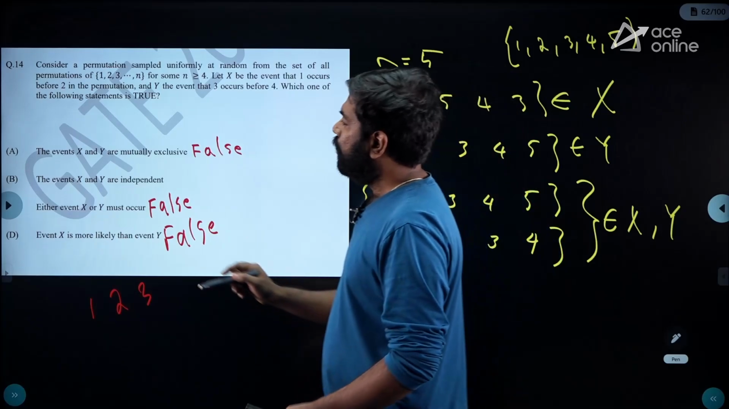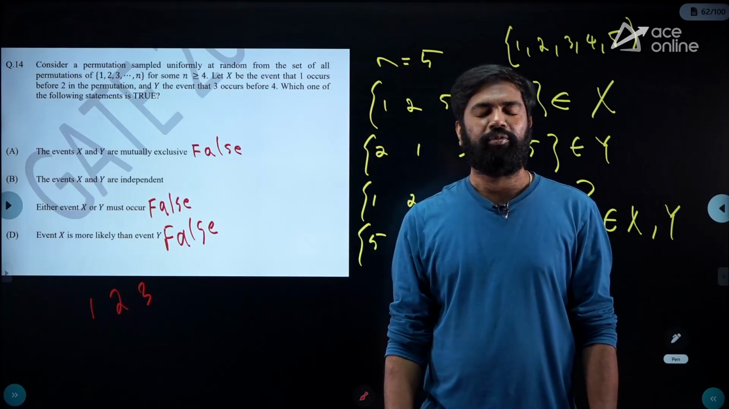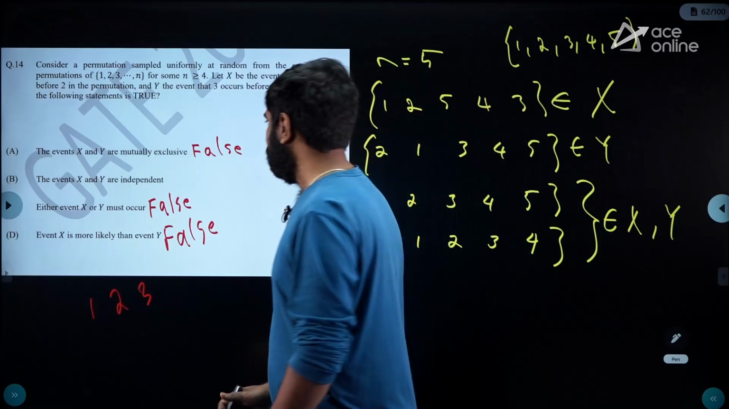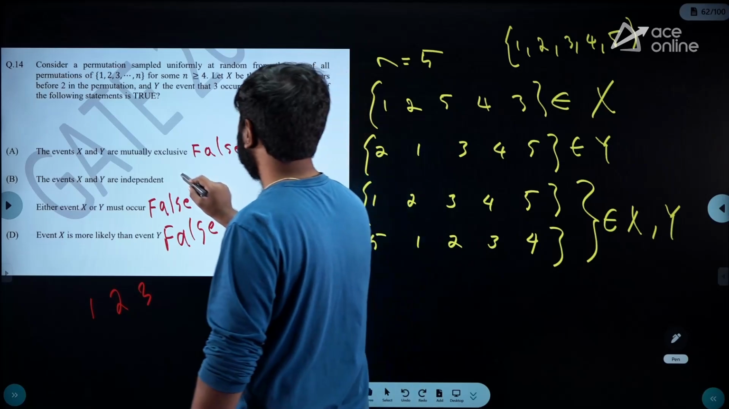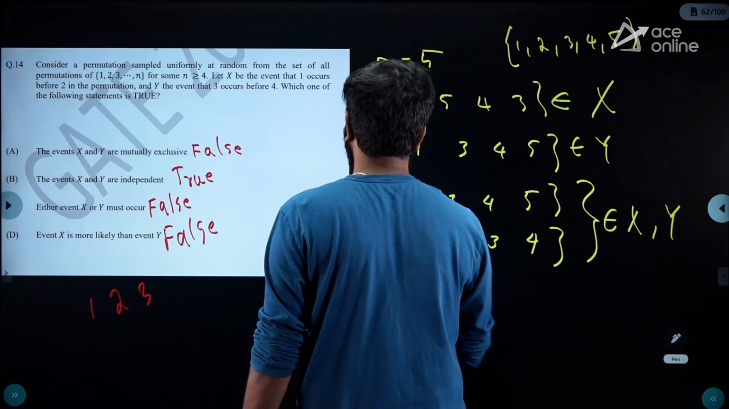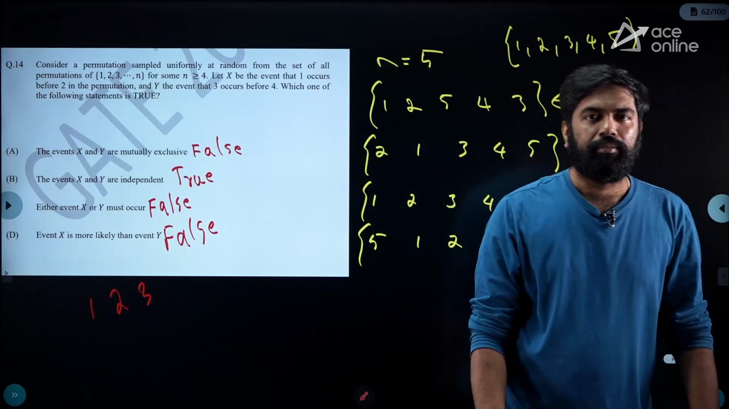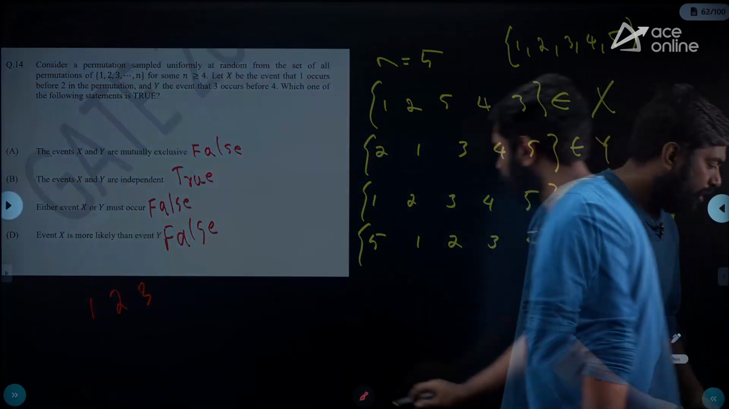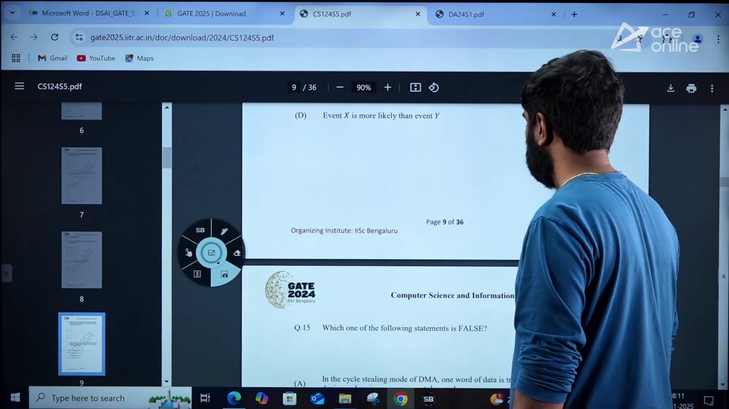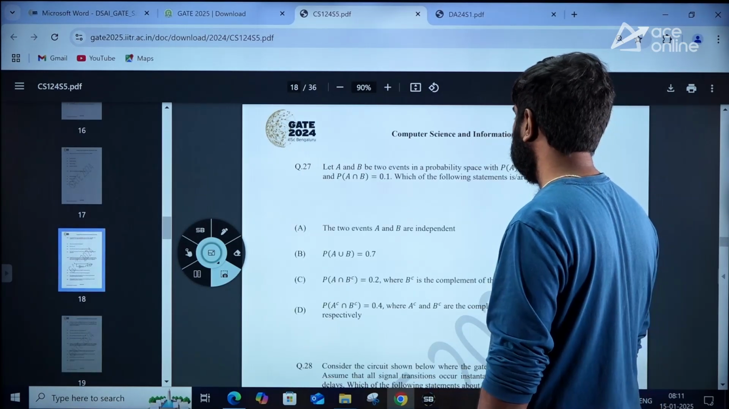Next. The events X and Y are independent. Yes, 1 occurring before 2 is independent of 3 occurring before 4. This is absolutely true. This is a fantastic question which was asked in your Computer Science 2024 paper. Hope you people have understood. So let me see if any other questions can be taken from probability.